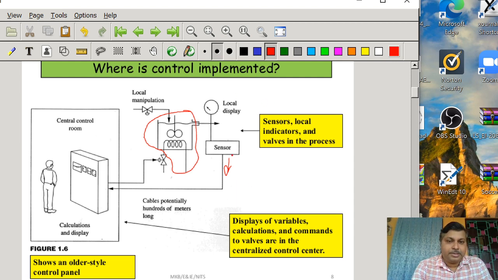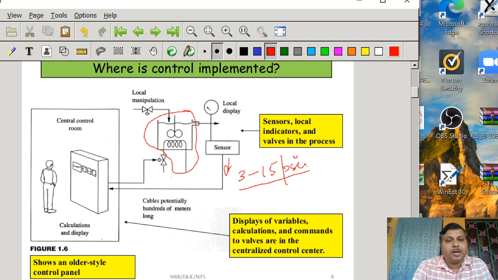Now with the sensor, whatever signals we are measuring, how will we transmit them to the central control room? At the beginning, this transmission was done with a pneumatic signal. You know that the standard range was 3 to 15 psi, the range used to transmit the pneumatic signal from one place to another.